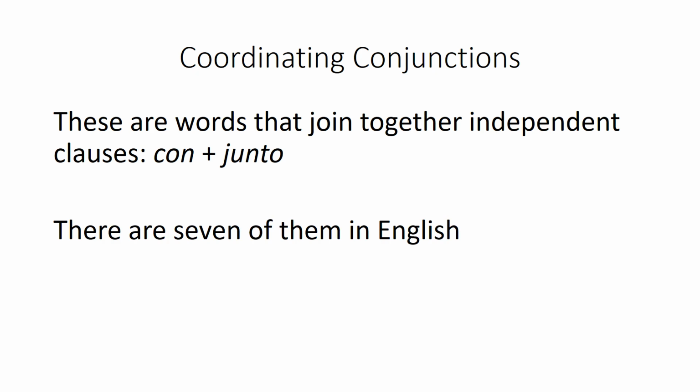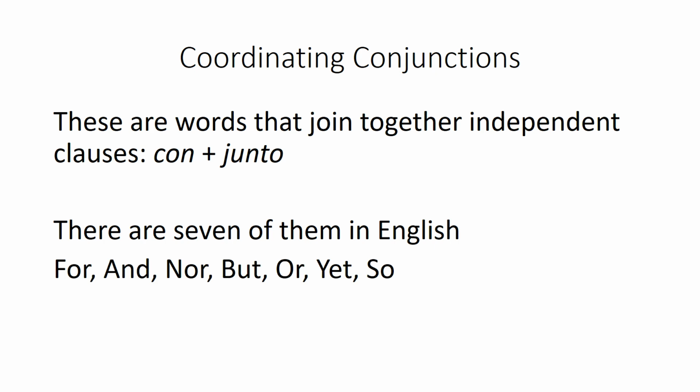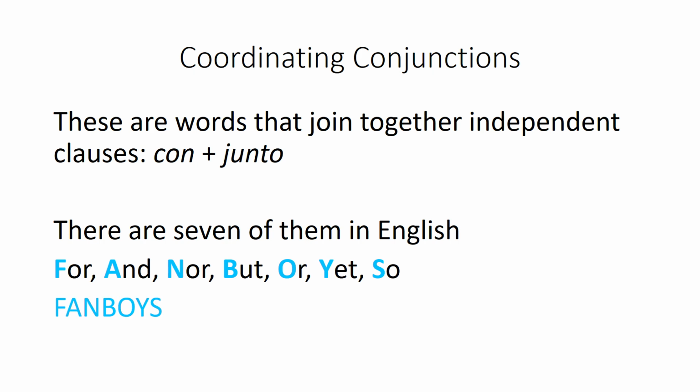And there are 7 of them in English. These 7 are for, and, nor, but, or, yet, and so. Now an easy way of remembering these 7 is by looking at the first letter of each word, and it gives you an acronym, fanboys. So you can remember it as fanboys and think, well, for, and that way it'll help you remember these 7. So these 7 words will join together independent clauses.